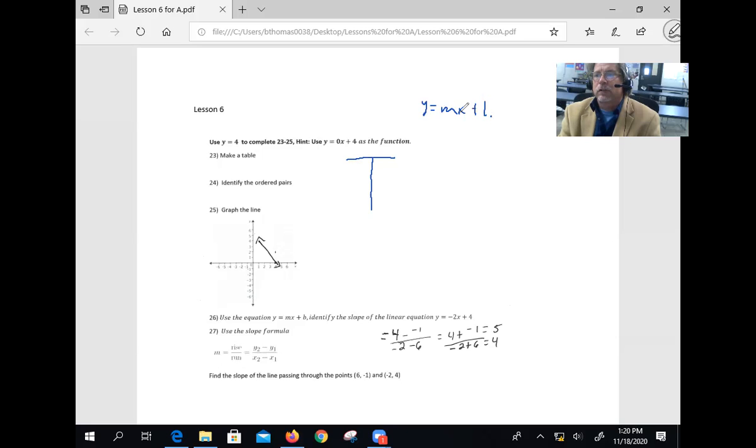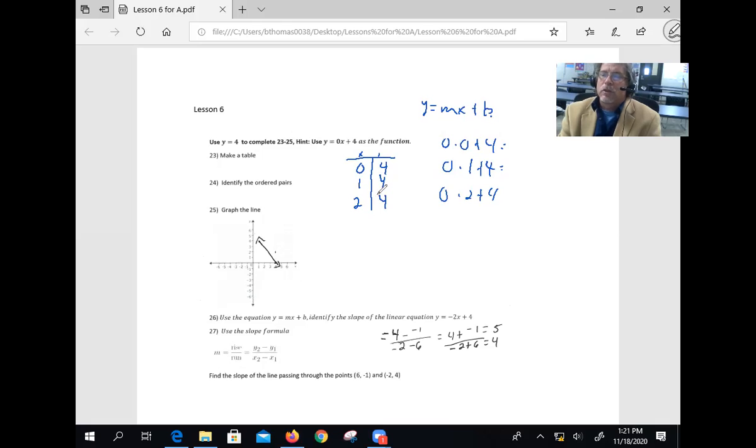And since the x is missing, that means the coefficient of x had to be a 0, so that m had to actually be a 0. And remember, m stood for the slope, and the b stood for the y-intercept. So in our table, we can pick 0 for x, and then we have 0 times 0 plus 4, which would just be 4. If I put a 1 in, 0 times 1 plus 4 would be also 4. And if you put a 2 in, 0 times 2 plus 4 would also still be 4.